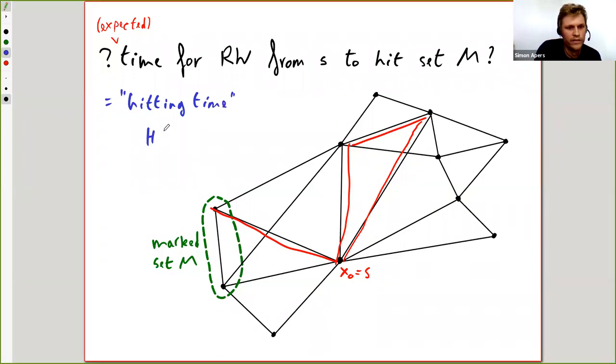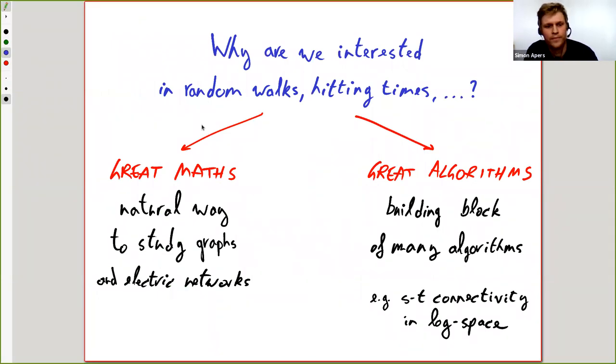So the hitting time, HT, from S to a set M. This is a bit of a mathematical concept, but why would we be interested in such a thing? On one hand, it provides us with great maths. Random walks, hitting times, and similar concepts are a very natural way to study graphs and electric networks. On the other hand, they provide us with great algorithms. I guess nobody will be surprised that random walks are very important primitives for a lot of graph algorithms. For example, for the problem of deciding whether two nodes S and T are connected, there's a log space algorithm that uses random walks and hitting times.